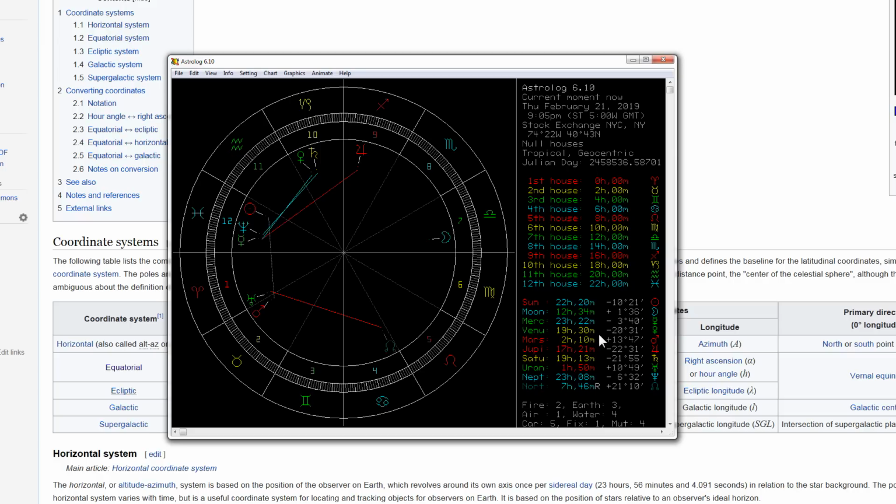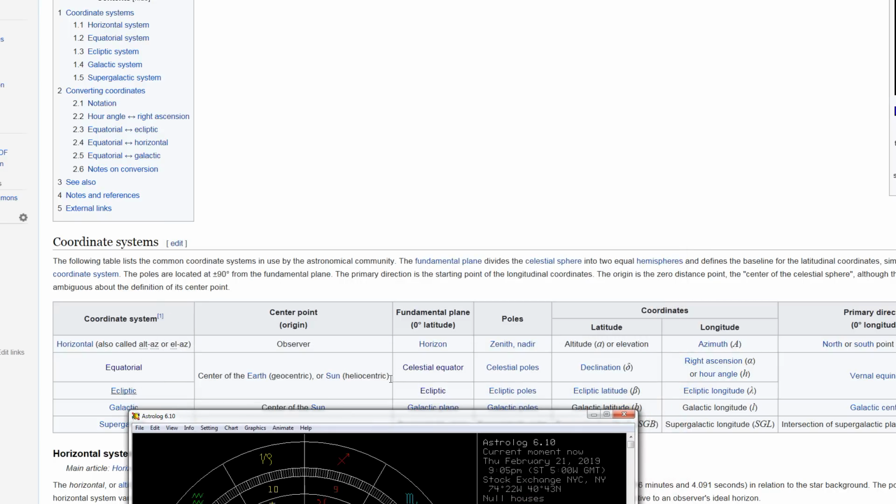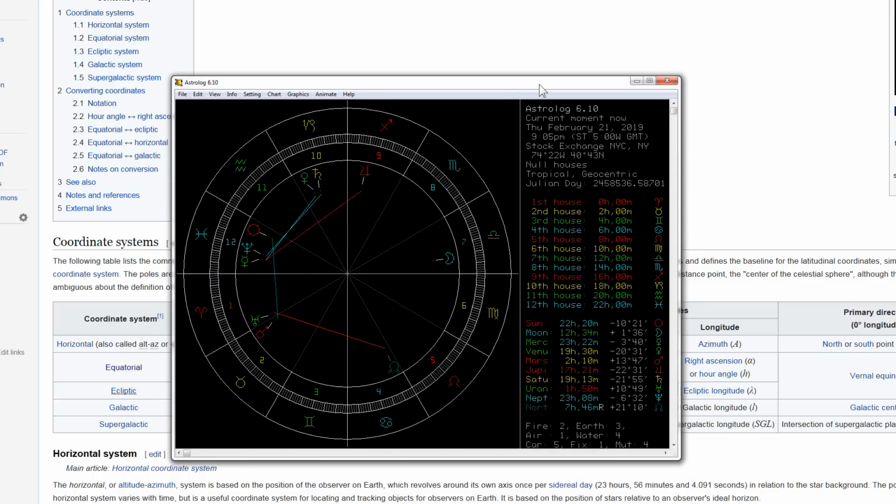And we'll see here that where the latitude used to be, we now have declination, because in the equatorial coordinate system we have declination instead of latitude, and right ascension instead of degrees of longitude. So it's measured in hours and minutes around where the longitude was, and we have degrees of declination for what used to be latitude.